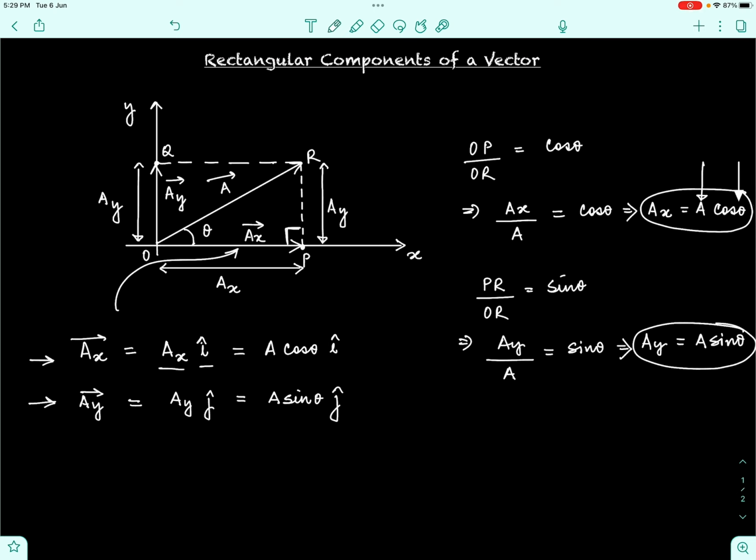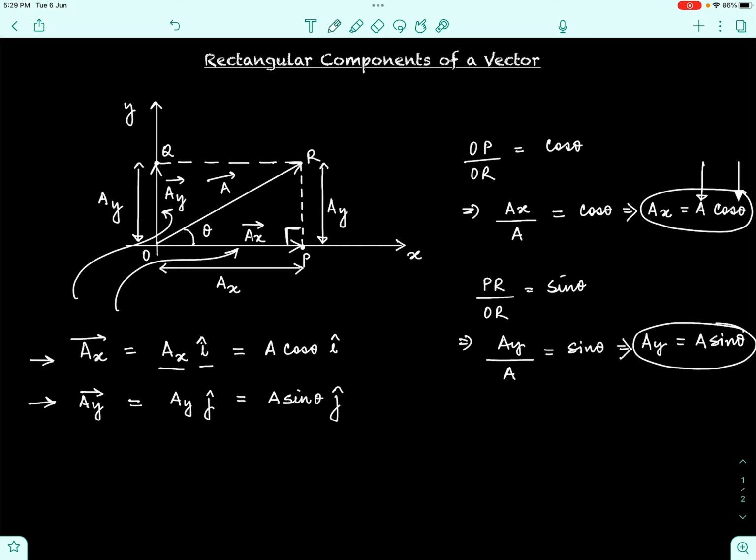Now, what is the importance of finding rectangular components of a vector? Let us look at that now. Look at the two vector components, vector AX and vector AY in this figure, and see how they are placed. Vector AX is pointing along the x axis, vector AY is pointing along the y axis. Both of them are connected together at the point O, the origin, and it is from that origin that we also have the vector A, which is forming the diagonal of the rectangle formed by the vectors AX and AY.